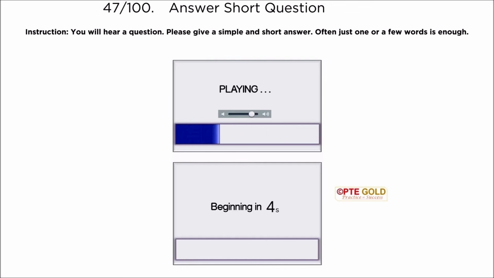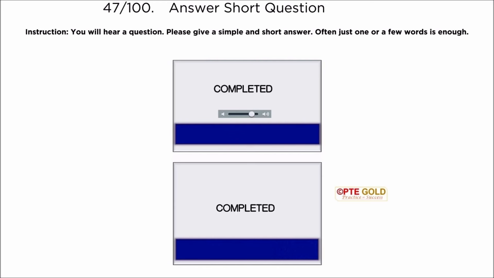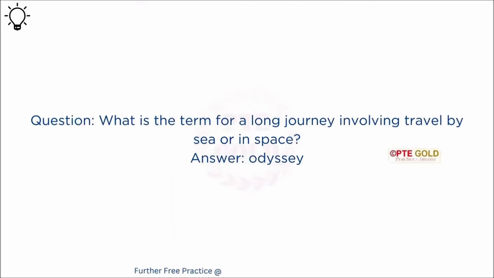What is the term for a long journey involving travel by sea or in space? Odyssey.